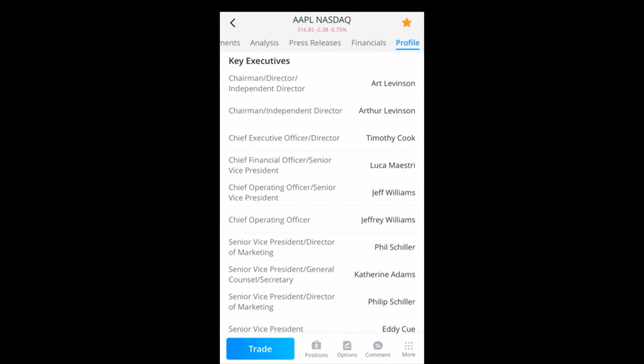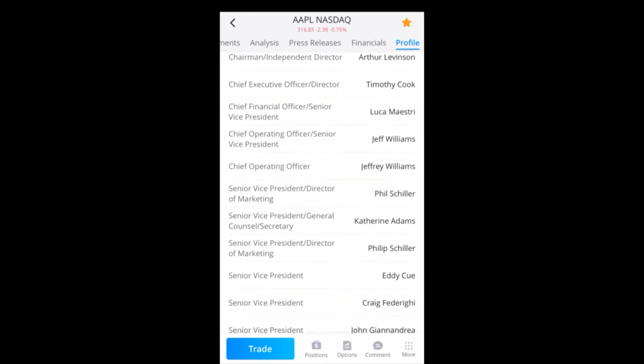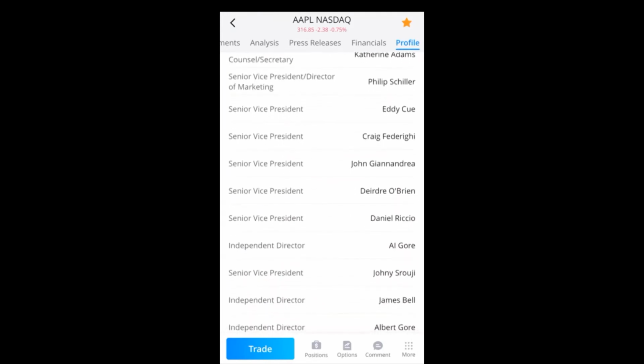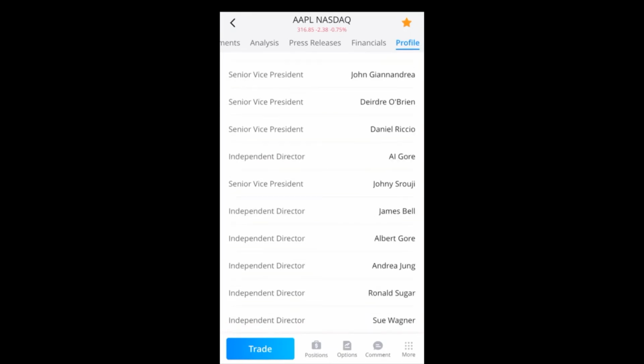So Tim Cook is the CEO. That's a name that you'll probably know. If you've ever watched an Apple keynote, then you'll remember Phil Schiller. He is one of the people that's always on those keynotes. And then Al Gore, you know him as the former vice president for Bill Clinton. He is an independent director for Apple. And those are the people you'll probably recognize the most.